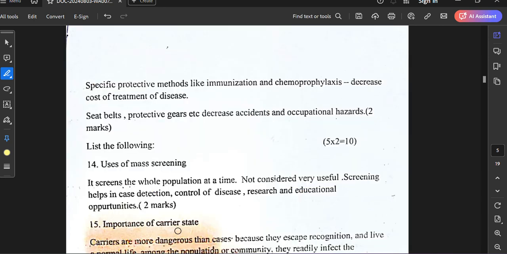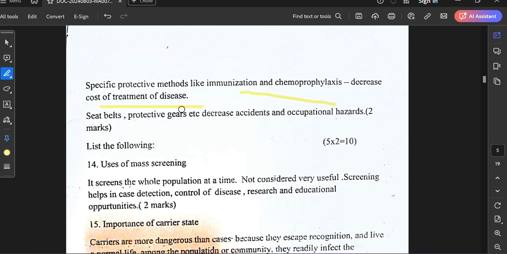Okay. Now, the specific protective methods, like immunization and chemoprophylaxis, decrease the cost of treatment of the disease. Specific protective methods include two: one is called immunization, the other is called chemoprophylaxis. So that will decrease the cost of treatment of the disease.